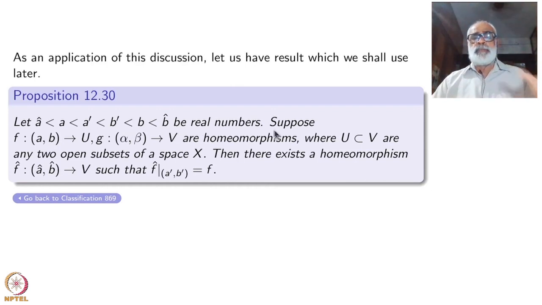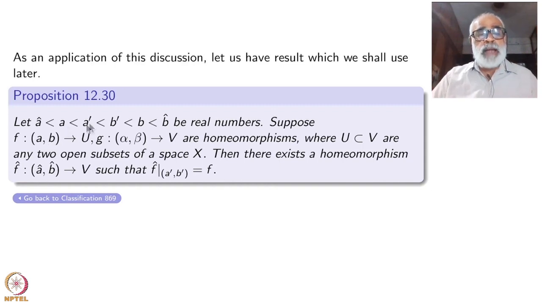So take these numbers. Suppose you have a homeomorphism F from (A, B) to U, and G from (alpha, beta) to V. U and V are some spaces, but these are homeomorphisms onto intervals, where U is contained inside V, and they are any two open subsets of any space X. One is contained inside the other is the only condition. Both of them are homeomorphic to intervals. One is parameterized by this F, another is parameterized by G. And there is no relation between (A, B) and (alpha, beta).